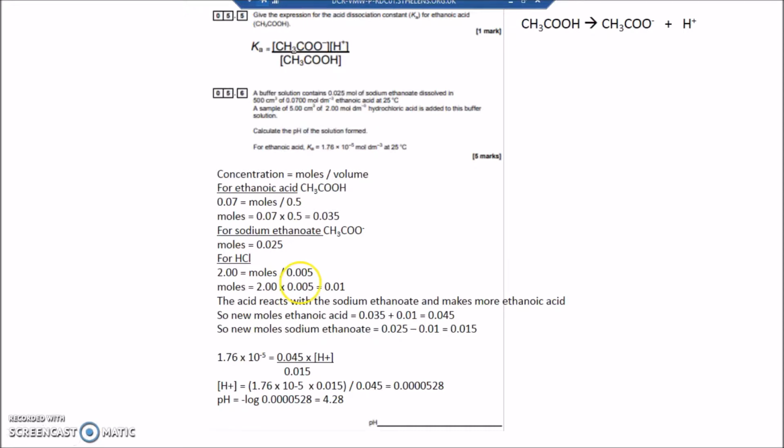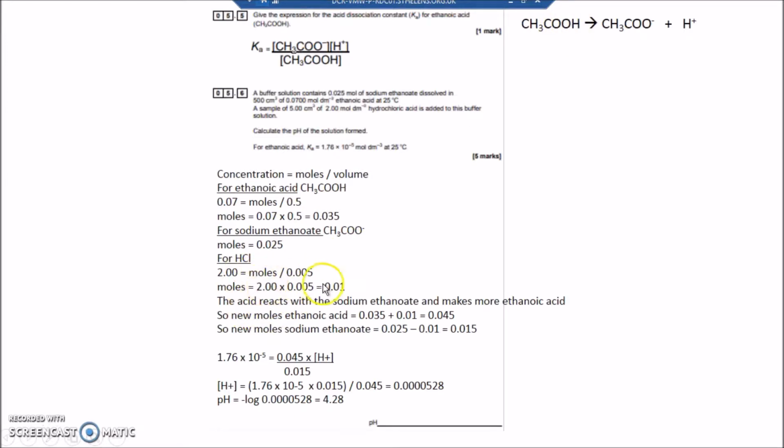Okay, so what happens here when the HCl is added? What does it do? Well, the HCl makes H pluses. That's what a strong acid does. It fully dissociates, completely dissociates into H plus and Cl minus when it's put into water. So this is my HCl, my hydrochloric acid, and it reacts with ethanoate ions, these, and makes ethanoic acid. So for every 1 mole of this added, 1 mole of ethanoate ions are used up and 1 mole of ethanoic acid is made.